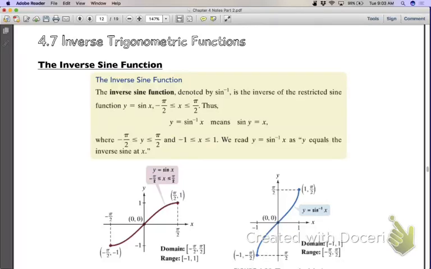All right, with 4.7 and the inverse of trigonometric functions, basically what we're doing is we're taking sine, cosine, and tangent, and we're just reflecting the graph over the line y equals x. Whenever you find an inverse, basically what you're trying to do is find the angle measurement. You're given certain values and you're trying to find what the actual angle measurement would be for whatever values you're given.